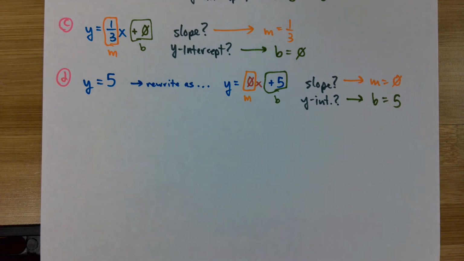Real quick, show of thumbs. How are we feeling about this work? Identifying m, identifying b. Good. Okay. I feel good about it. Here's what I want you guys to do right now.